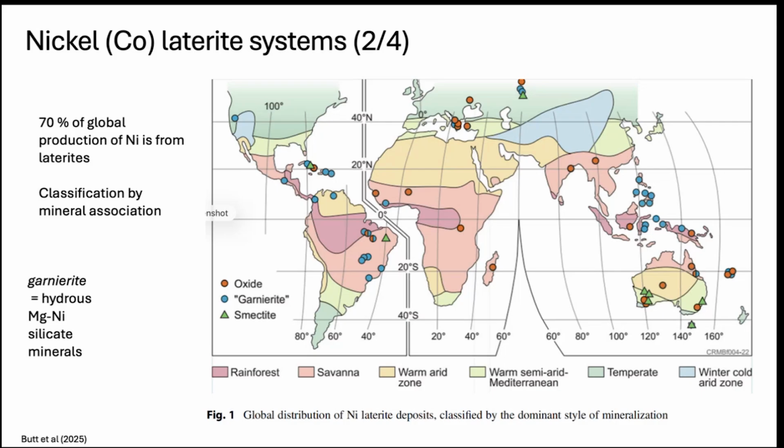And so currently 70% of the global production of nickel is from laterite deposits, and much to the annoyance of the miners in Sudbury, because the deposits in Indonesia now are so readily mined that it suppresses the nickel price and keeps Sudbury from being as economic as it otherwise would be.